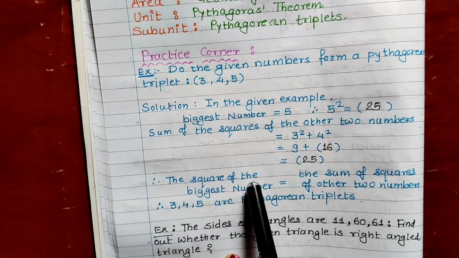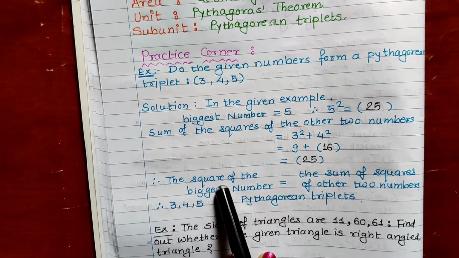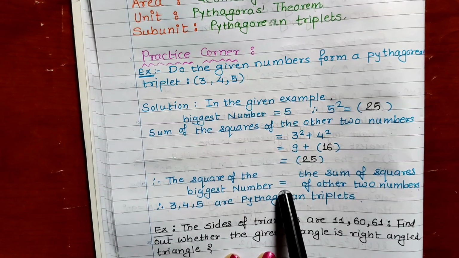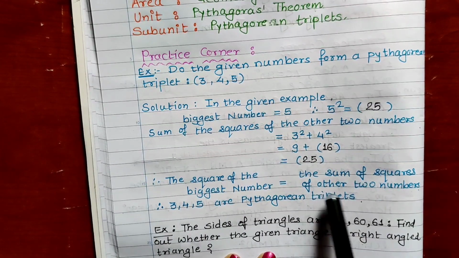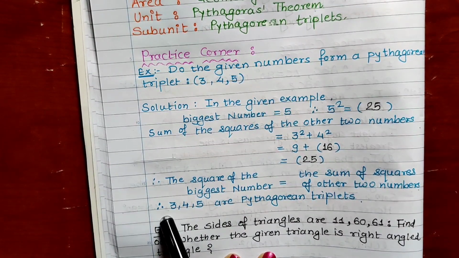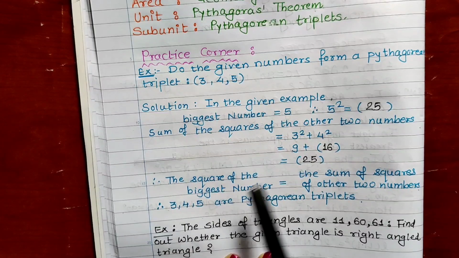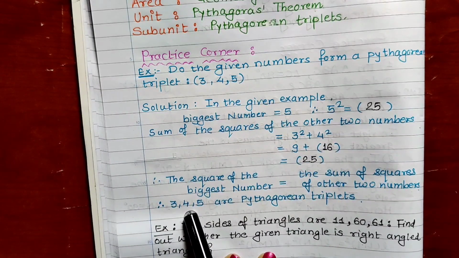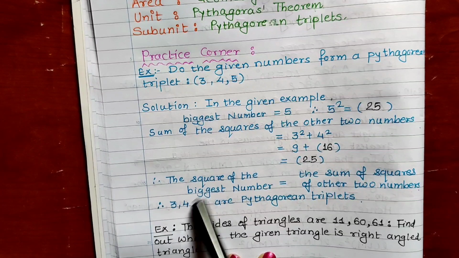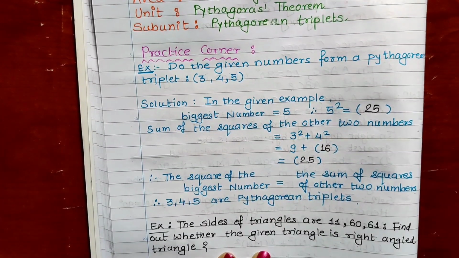So here we can see in the next step what is written. The square of the biggest number is equal to the sum of squares of the other two numbers, and therefore 3, 4, 5 are Pythagorean triplets, because the biggest number square is equal to the sum of the squares of the remaining two numbers. Then these 3 numbers are Pythagorean triplets.